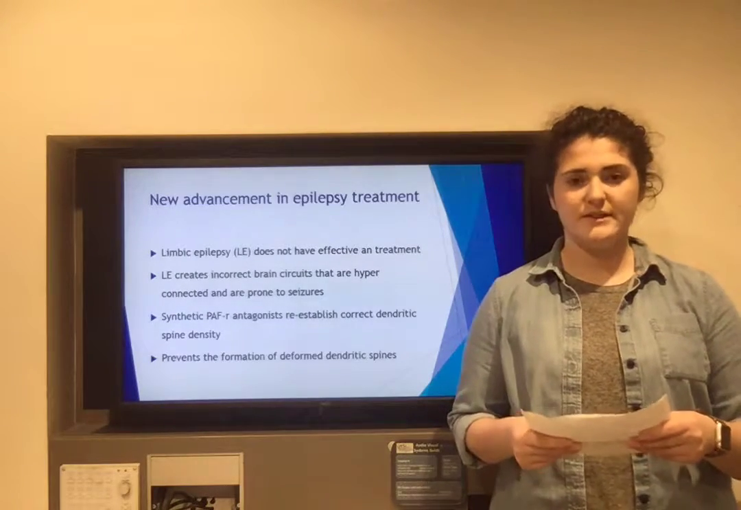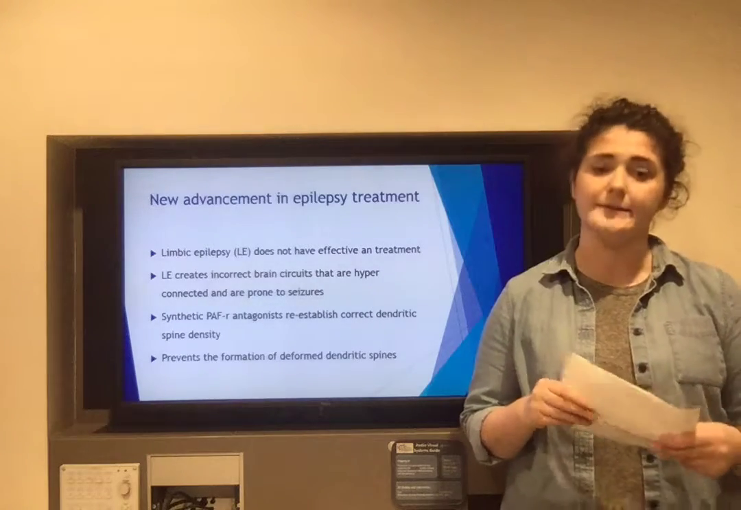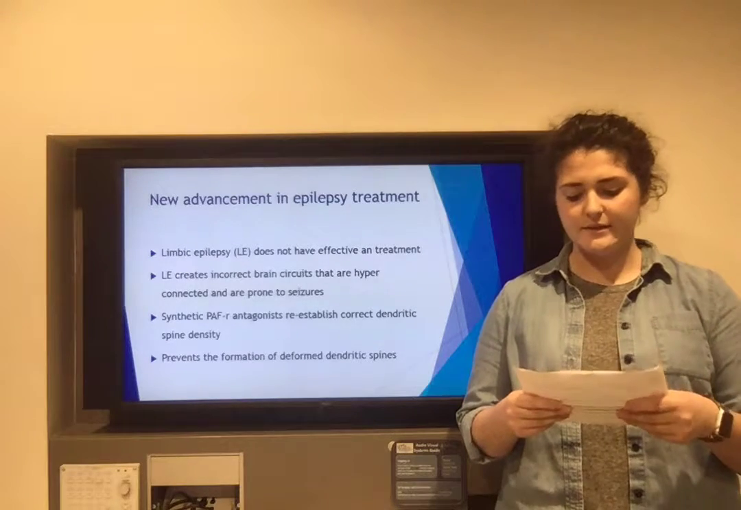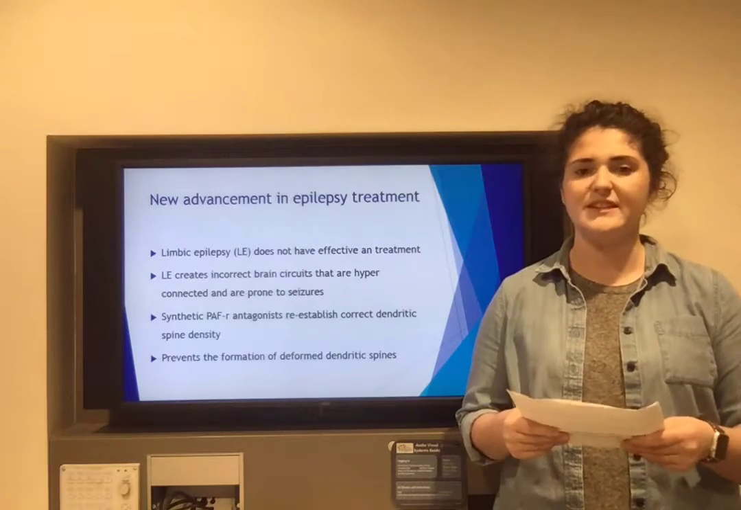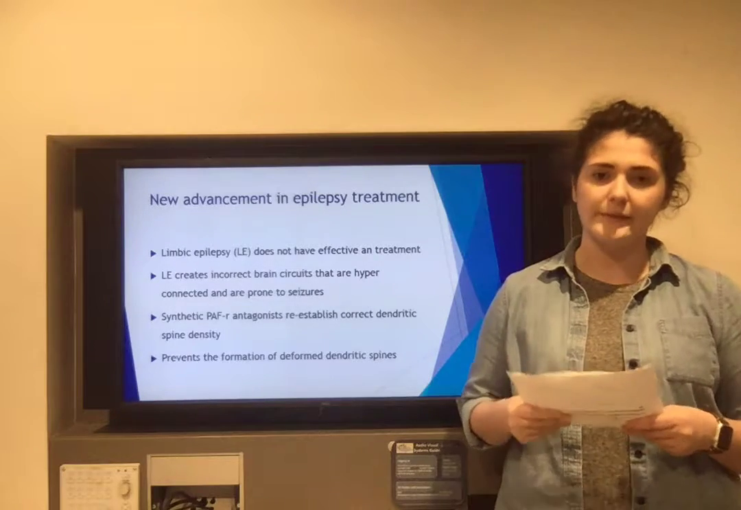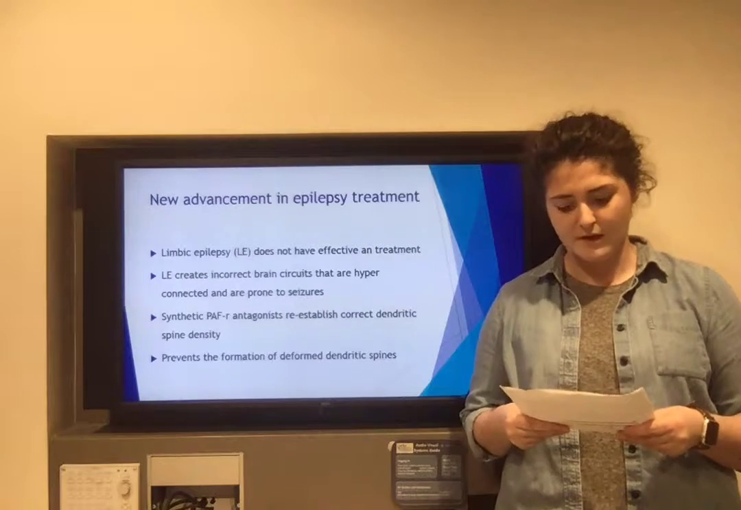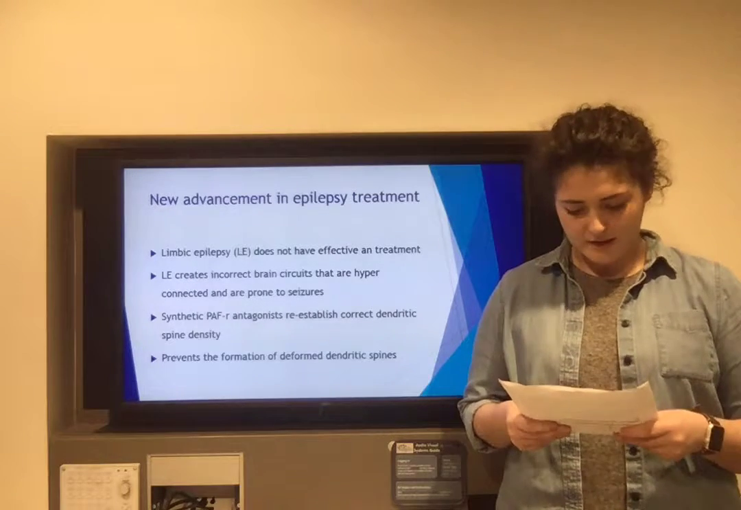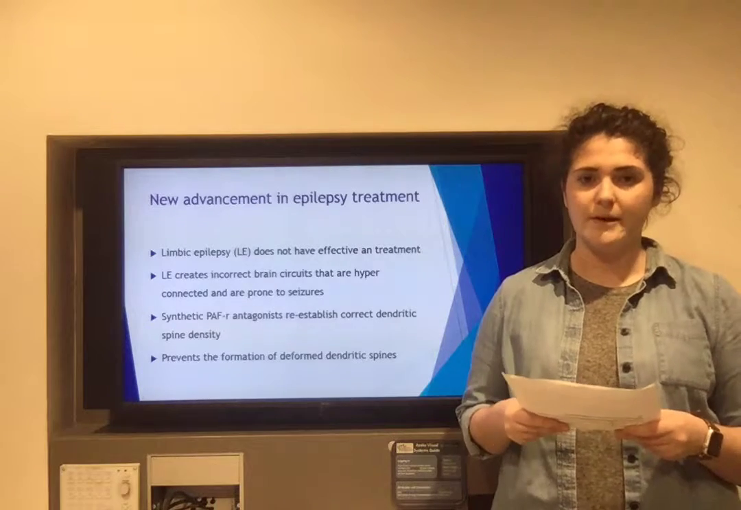Researchers found that synthetic PAFR antagonists LAU0901 and LAU0902 were administered into the peritoneum of rats and re-established correct dendritic spine density in the hippocampus, which prevents the formation of deformed dendritic spines. The mice were evaluated 14 to 15 weeks after the PAFR antagonists were administered. The rats that were treated with the antagonists showed reduced hippocampal interictal spikes, aberrant oscillations, and neuronal hyperexcitability.